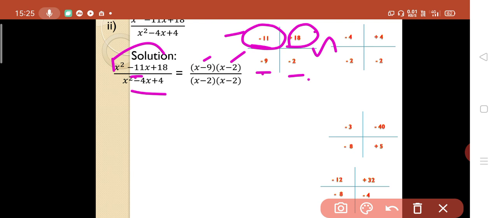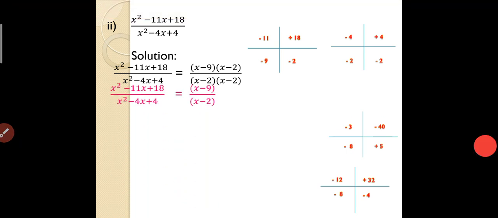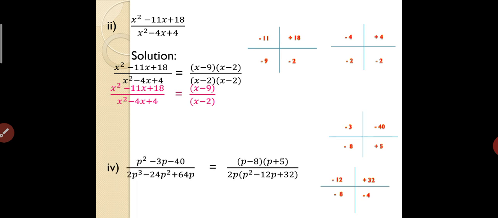Now you come to the denominator. Here the coefficient is 1, 1 into 4, 4. What is the coefficient of x? Minus 4. So we have to find two numbers whose product is plus 4 and whose sum is minus 4. So minus 2 and minus 2: minus into minus is plus, 2 twos are 4. So you will get plus 4 as product. If you add, you will get minus 4. So (x − 2)(x − 2). The next step, x − 2 gets cancelled. So what is the balance? (x − 9) divided by (x − 2), lowest form.